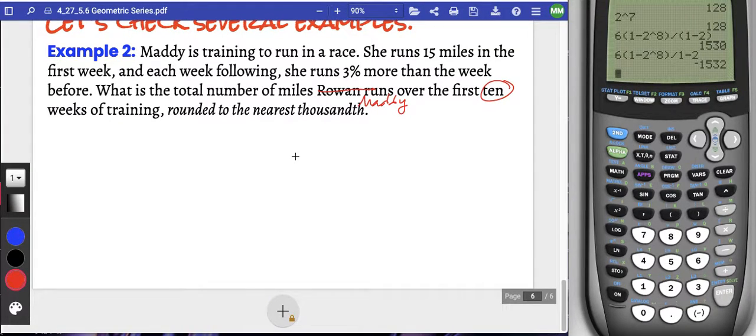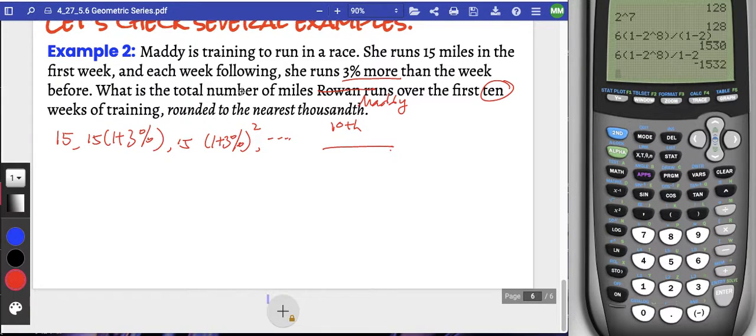Okay, so let's see this. When you see runs 3% more, we know this is actually a ratio. So the first week is 15, the next week is 3% more. What does that mean? That means 3% more like this. And then the next is going to be 3% more again. So it's going to be exponents, continuing until we come to the 10 weeks.